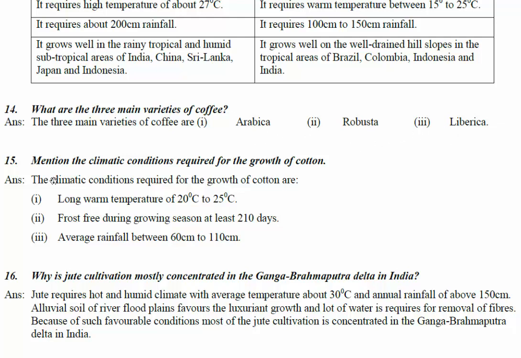Question number 15. Mention the climatic conditions required for the growth of cotton. Okay, long warm temperature of 20 degrees Celsius to 25 degrees Celsius. Okay, this is the requirement for the temperature for the growth of this cotton. Frost free during growing season at least 210 days. Okay, average rainfall required 60 centimeters to 110 centimeters.